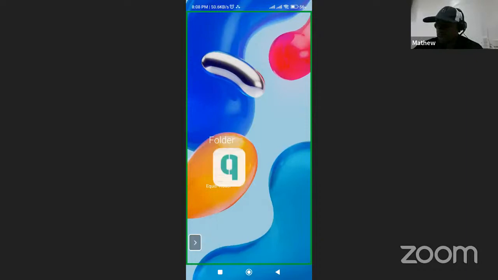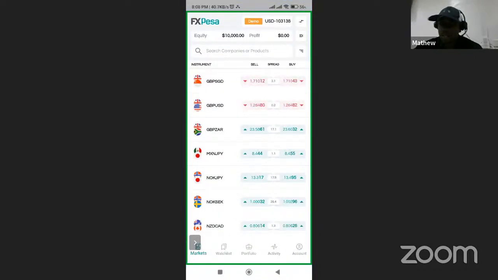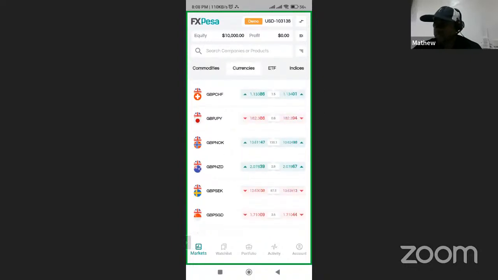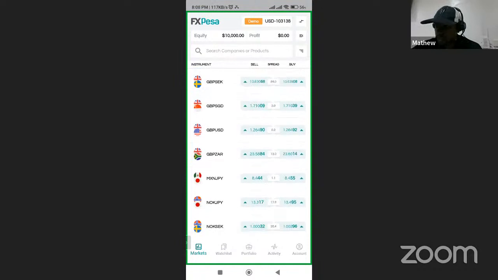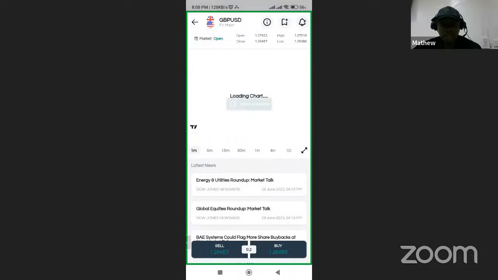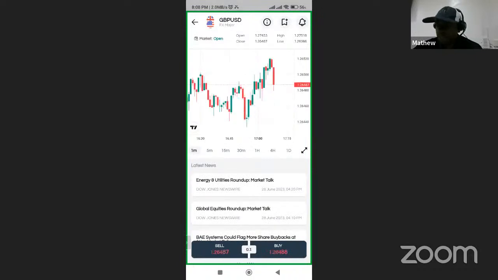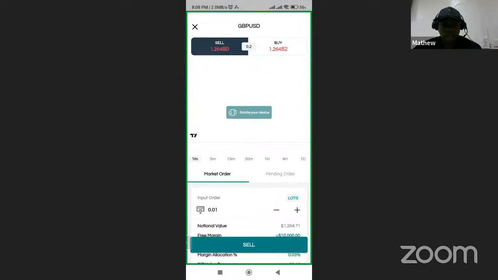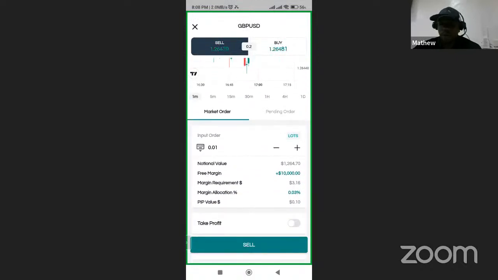Once you tap it, you'll see the different asset classes. In this case, we can see the commodities up here. We can see the currencies, ETFs, indices, metals, shares. In our particular example here, we are looking at GBP USD. Once you tap that particular currency, you should be able to see a chart that is loading. And then down here, you should be able to see the buy and sell. So let's say, for example, you're looking at opportunities to sell. Then down here, you'll see where you're supposed to use the right position size.